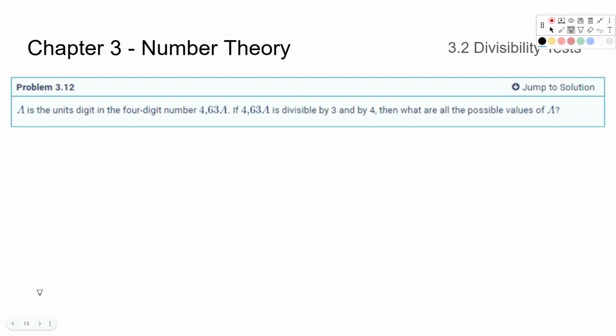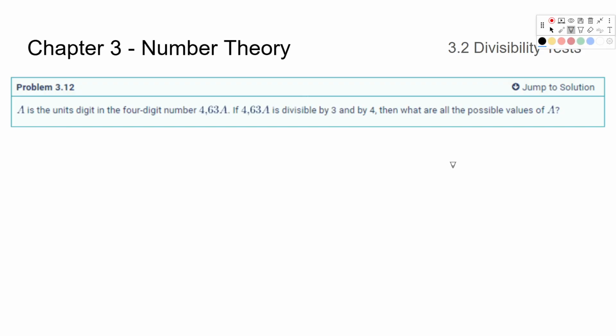All right, so next one, 3.12. A is the units digit in the 4-digit number 463A. If 463A is divisible by 3 and by 4, then what are all the possible values of A? Okay, this one's a little bit trickier, but go ahead and pause this and see if you can figure this one out.